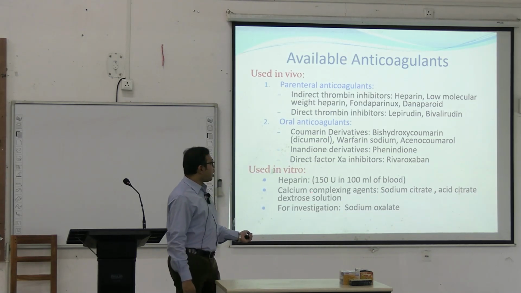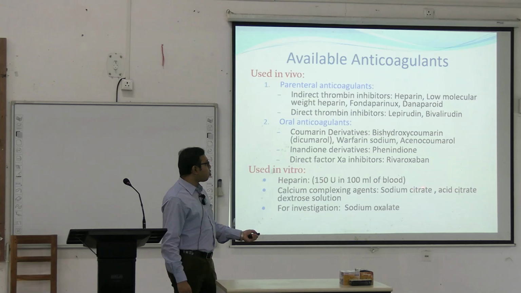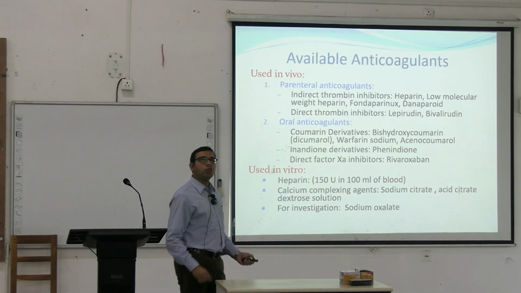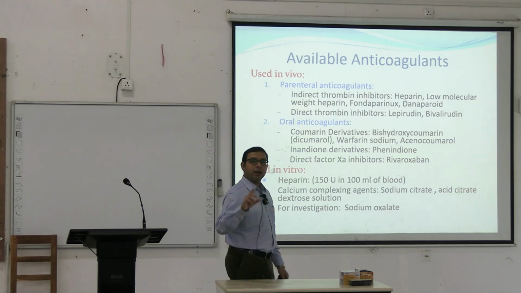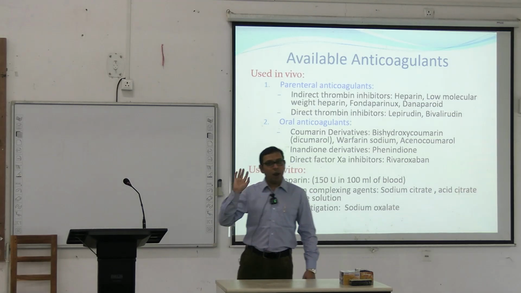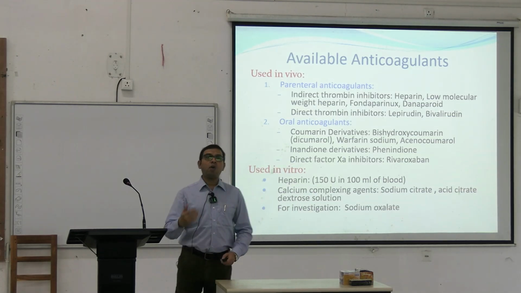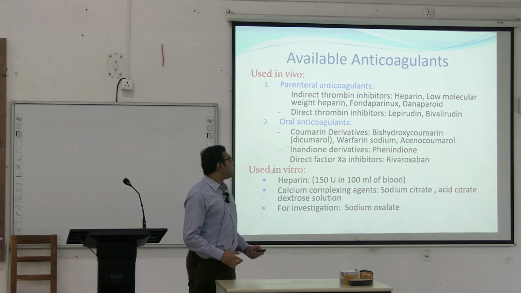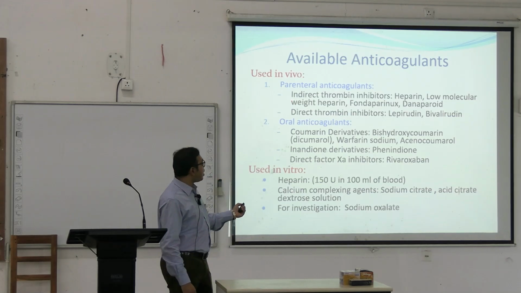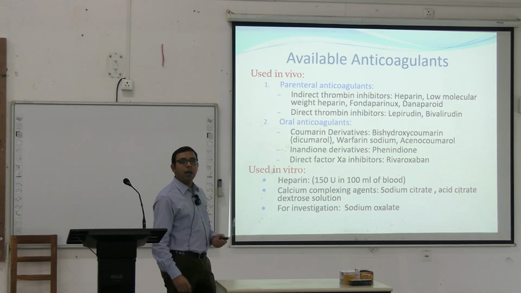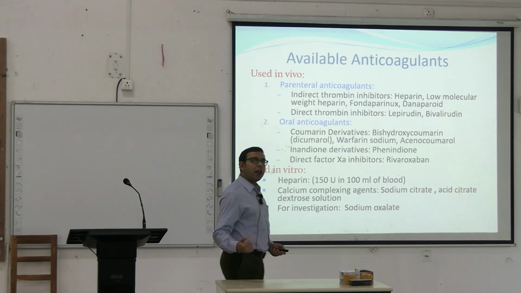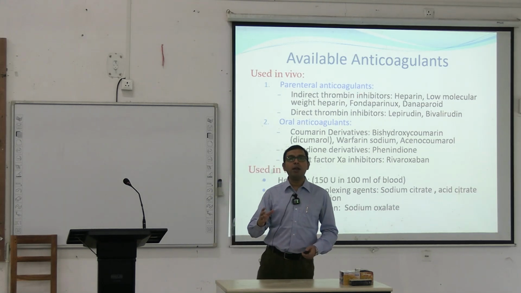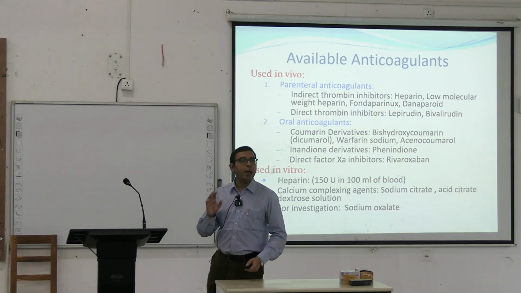Apart from that, you can see calcium complexing agents like sodium citrate, acid citrate dextrose, and sodium oxalate. These can also be used for testing purposes, as in vitro anticoagulants. Okay. So now, as a drug, we use mainly the in vivo anticoagulants. The most common, we can differentiate as parenteral or oral. Parenteral anticoagulants, oral anticoagulants. For parenteral anticoagulants, the most common example is heparin.